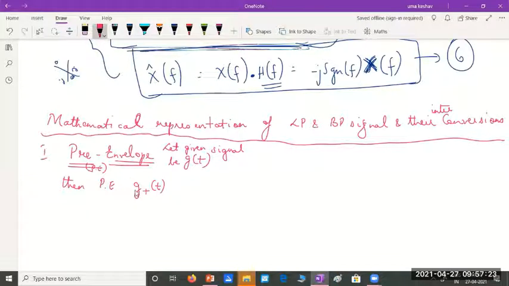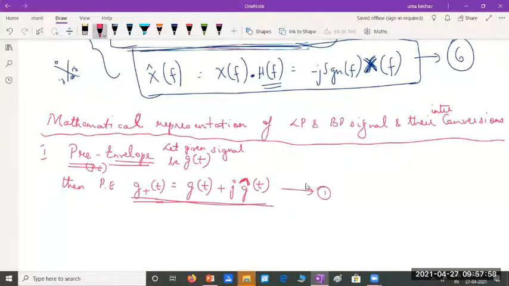We have two types of pre-envelope. Let me call this the positive pre-envelope. It is defined as g plus of t, which is given as g of t plus j into g cap of t. So remember this basic definition. The pre-envelope of a signal, known as g plus of t, is represented like this. It is defined as the given signal plus j times its Hilbert transform. We'll call this equation 1.